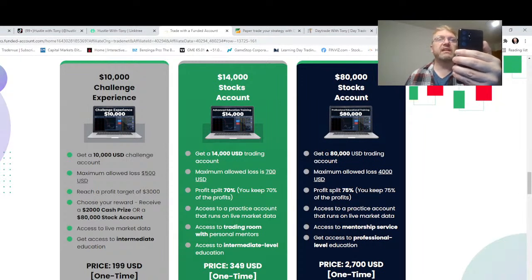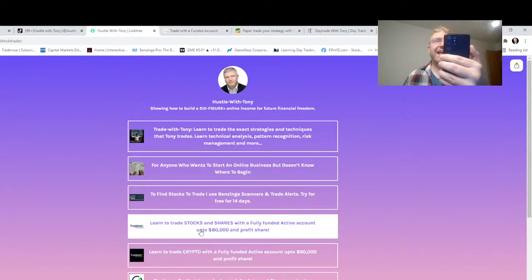They'll allow you to trade with it a couple of days beforehand, get used to it, and configure it to your own liking as well. So that is TradeNet Academy. That's the fourth one down.